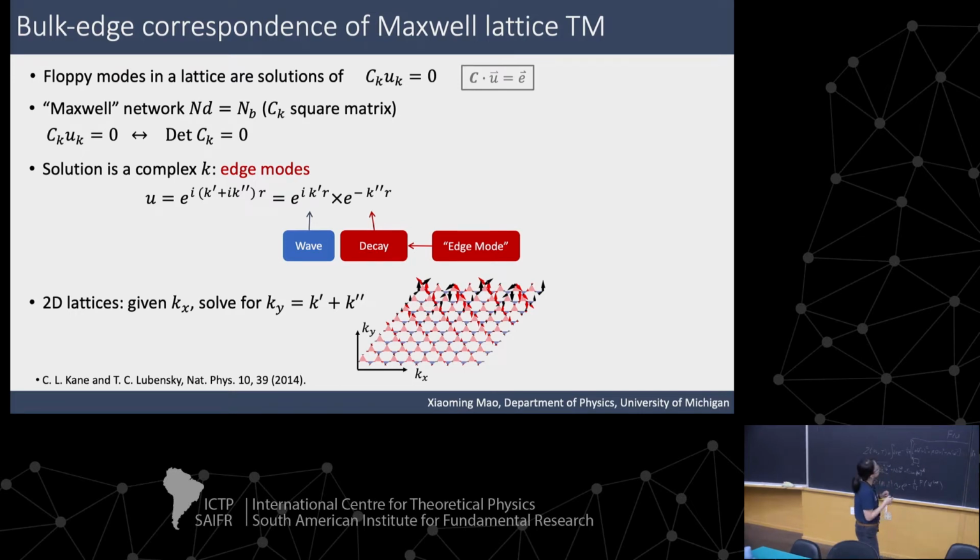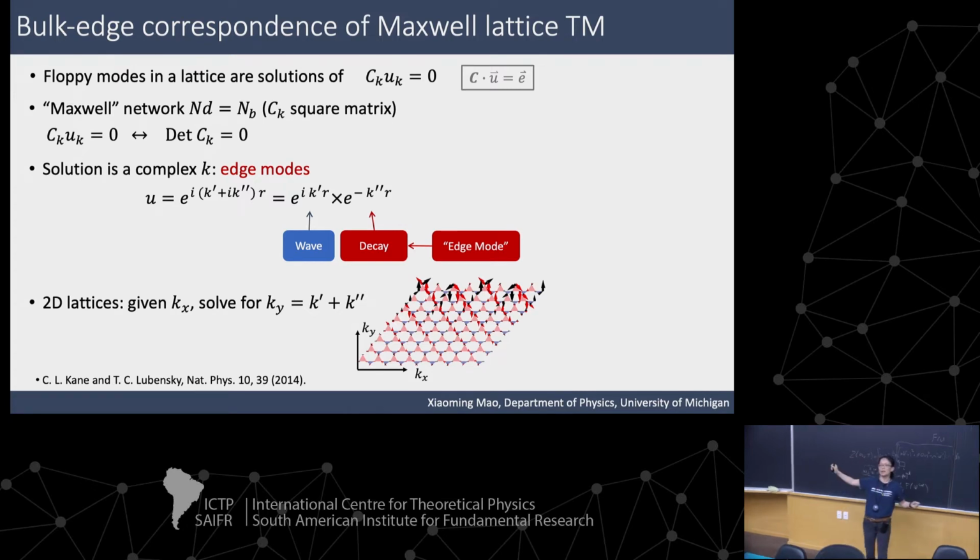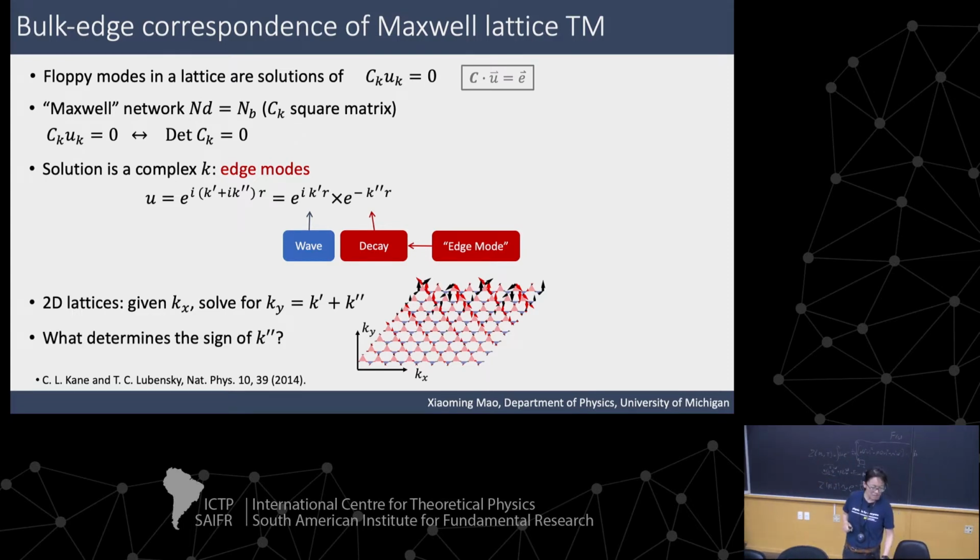So say that for a 1D system, you just have one k, right? You can just solve it. And for a 2D system, what we do is we fix a wave number in the transverse direction, and then we ask what is the solution for the other direction, right? Because this topological index is always describing a one-dimensional localization. So the important question is what determines the sign of the imaginary part of the k? And that can be related to this topological index, okay?